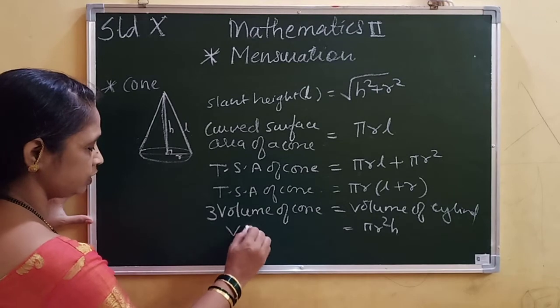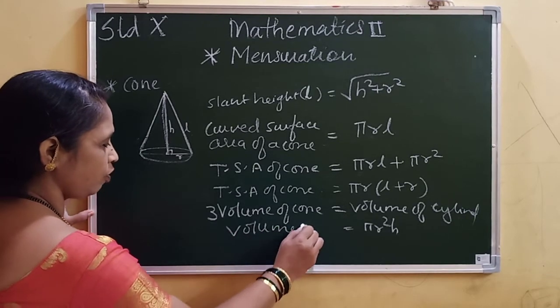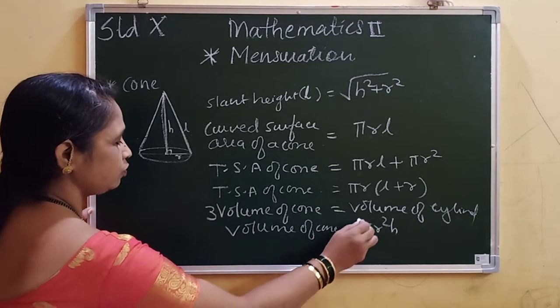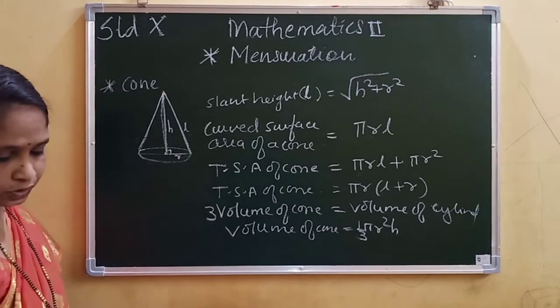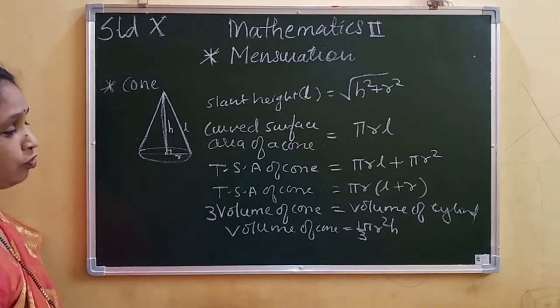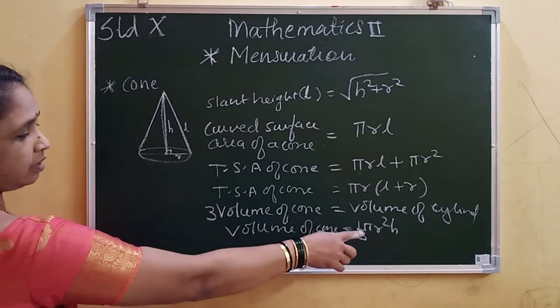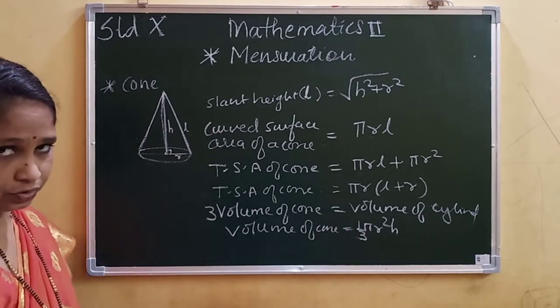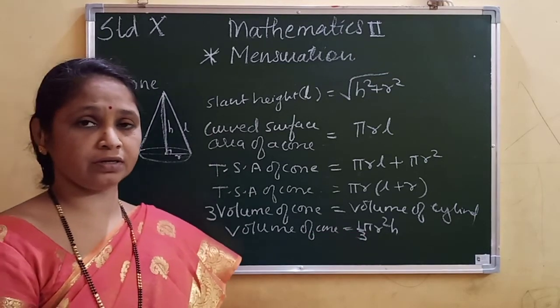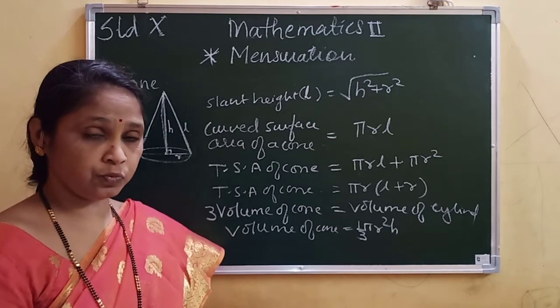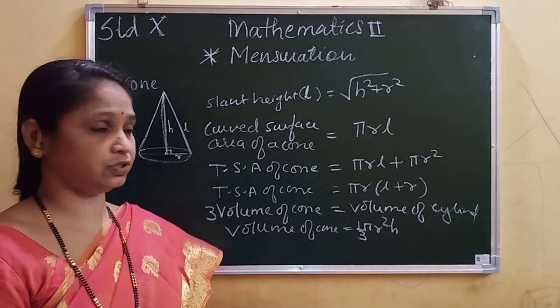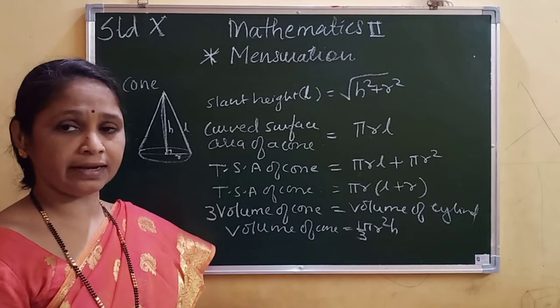So volume of a cone is equal to 1/3 pi r square h. So volume of a cone will be what? 1/3 pi r square h. Okay, is it easy to remember now? Volume of a cone is 1/3 pi r square h, and volume of a cylinder is pi r square h.